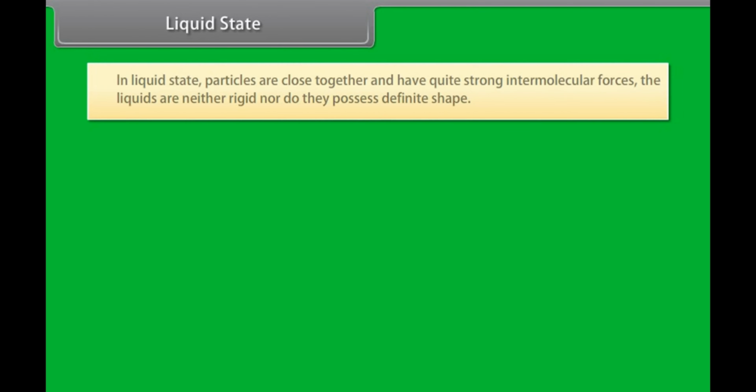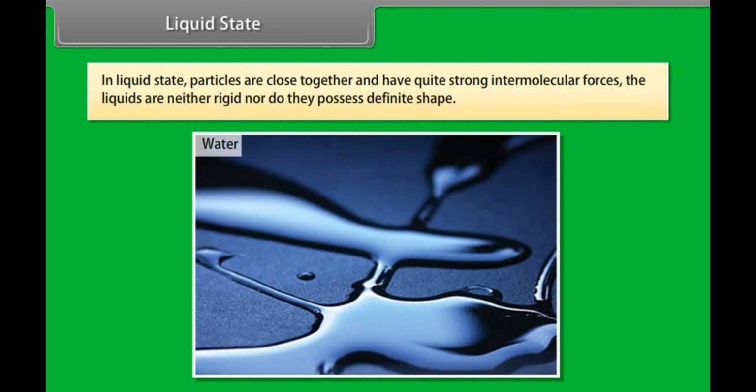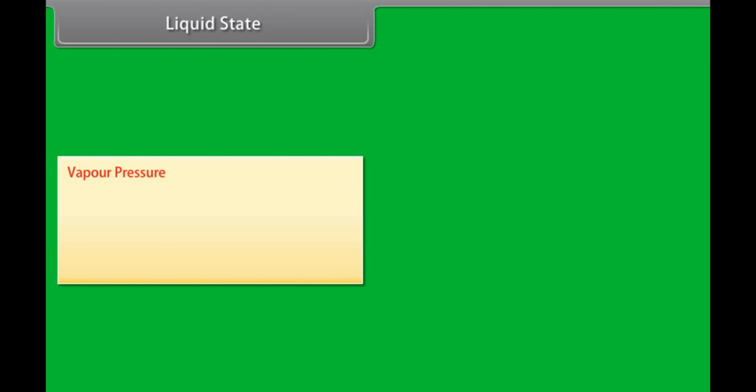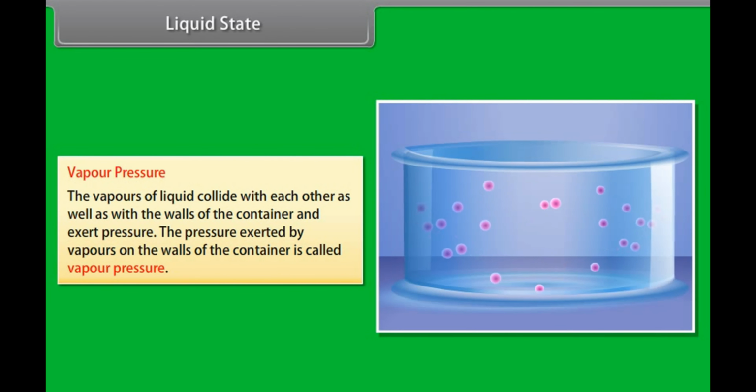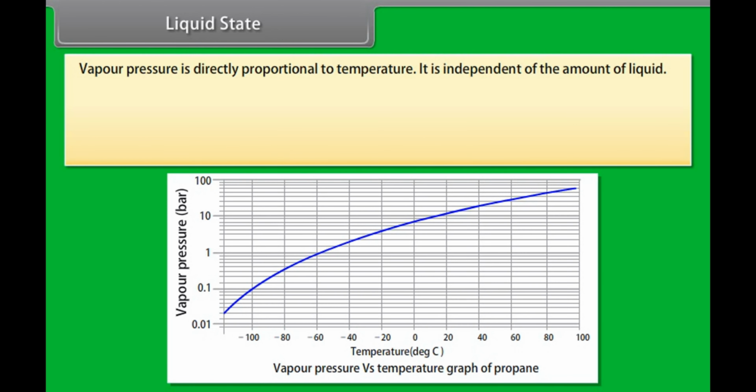Liquid state. In the liquid state, particles are close together and have quite strong intermolecular forces. The liquids are neither rigid nor do they possess definite shape. Vapor pressure. The vapors of liquid collide with each other as well as with the walls of the container and exert pressure. The pressure exerted by vapors on the wall of the container is called vapor pressure. Vapor pressure is directly proportional to the temperature. It is independent of the amount of liquid.